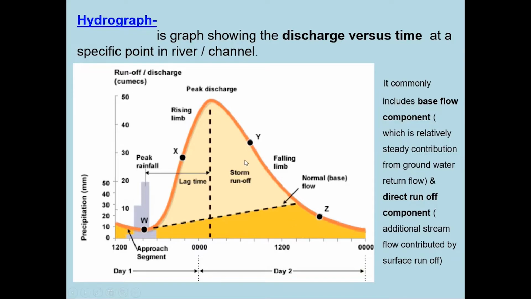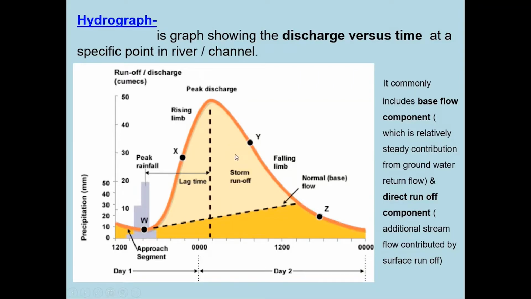A complete hydrograph shows two things. This deep yellow color shows the normal base flow, whatever is coming from the earth, which is not directly coming from the runoff. And this orange colored portion which is going up is the storm runoff. So I have to understand these two things only.